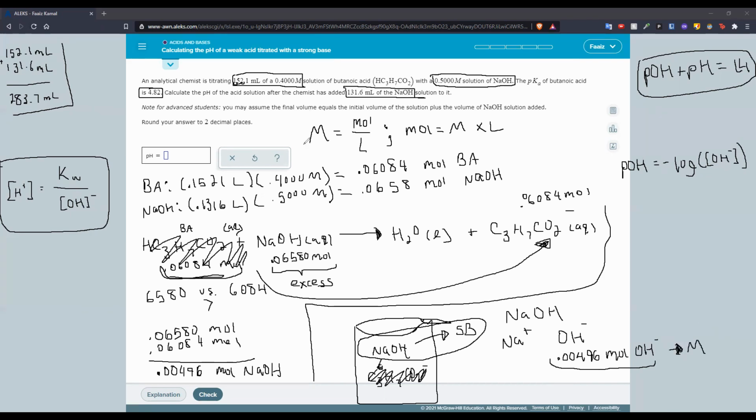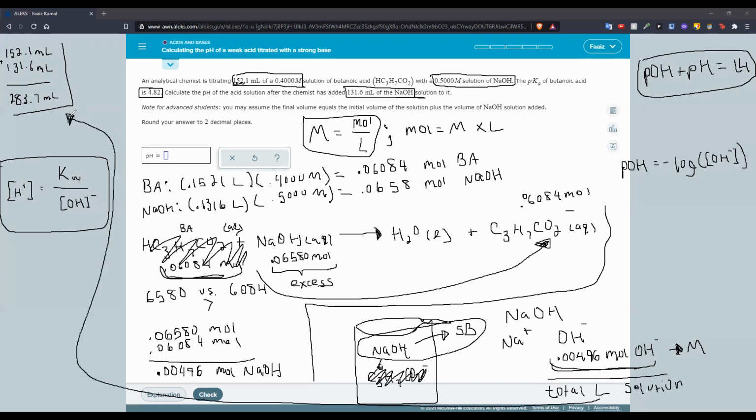So to do that, you can go back to this equation here. You have 0.00496 moles of OH- over the total liters of solution. And we did that in the beginning over here to make things easier. So this right here is the total milliliters of solution, because at first you had 152.1 and then you had 131.6. So you need liters. Again, I just move over the decimal place 3 places, so it's 0.2837 liters. And I got 0.01748 molar OH-.